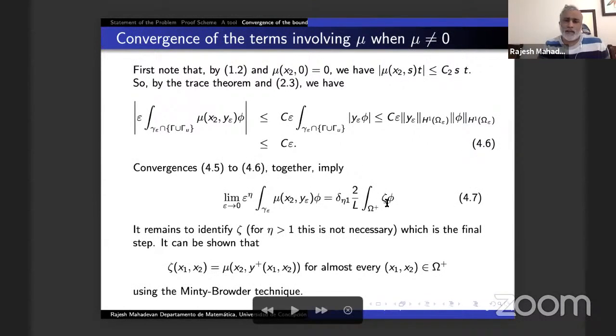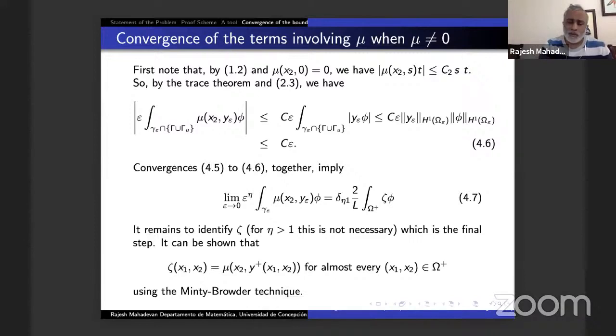But there is still an issue: you need to identify this limit theta, and actually you can show that theta is just mu composed with the limit y plus in the upper part of the domain. This can be done, as is usual for monotone operators, using the Minty-Browder technique. The details of this are in our paper, so you can have a look at that.